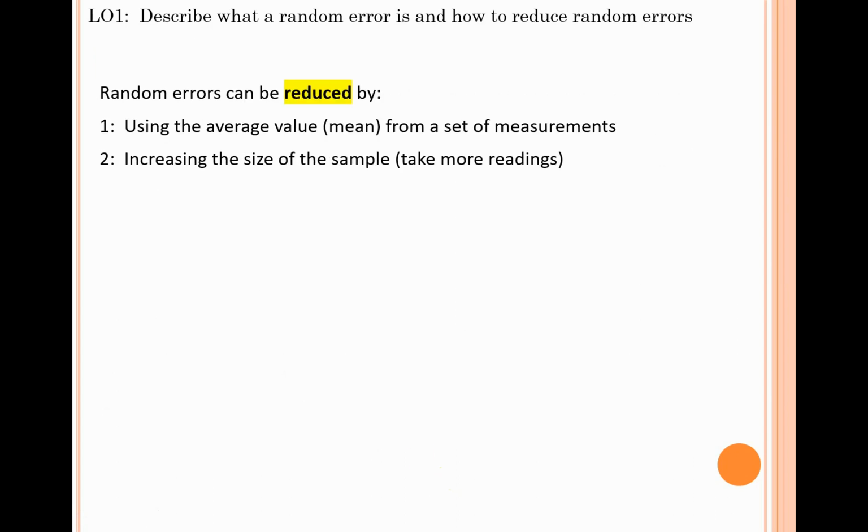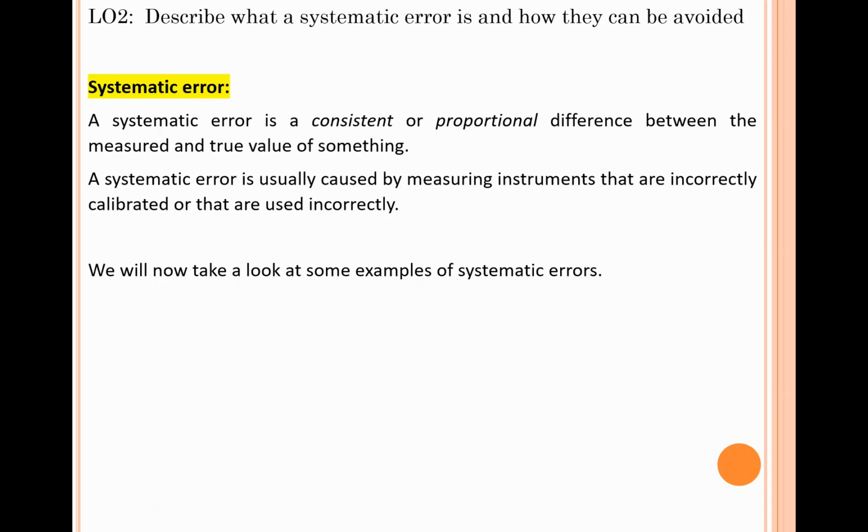Now, ways in which we can reduce those random errors. Number one, we can use the average value or the mean value for a set of measurements during investigation. And number two, we can increase the sample size, so by taking more readings. So again, if you just want to copy down those bits of notes now for a few seconds. And that really ticks off the first learning objective, where we now know what a random error is and also how random errors can be reduced.